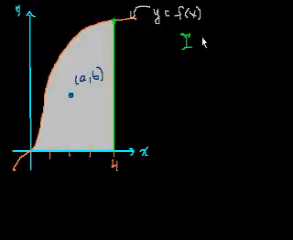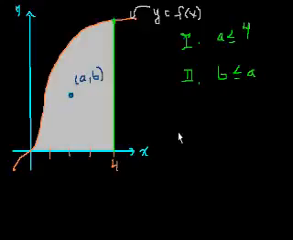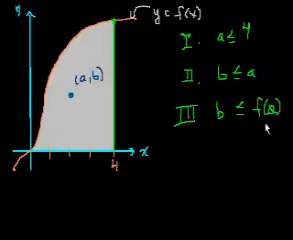Choice number 1 is that A is less than or equal to 4. Choice number 2 is that B is less than or equal to A. And choice number 3 is that B is less than or equal to f of A. Interesting. So we know that AB is in this gray region, so it's someplace around there.